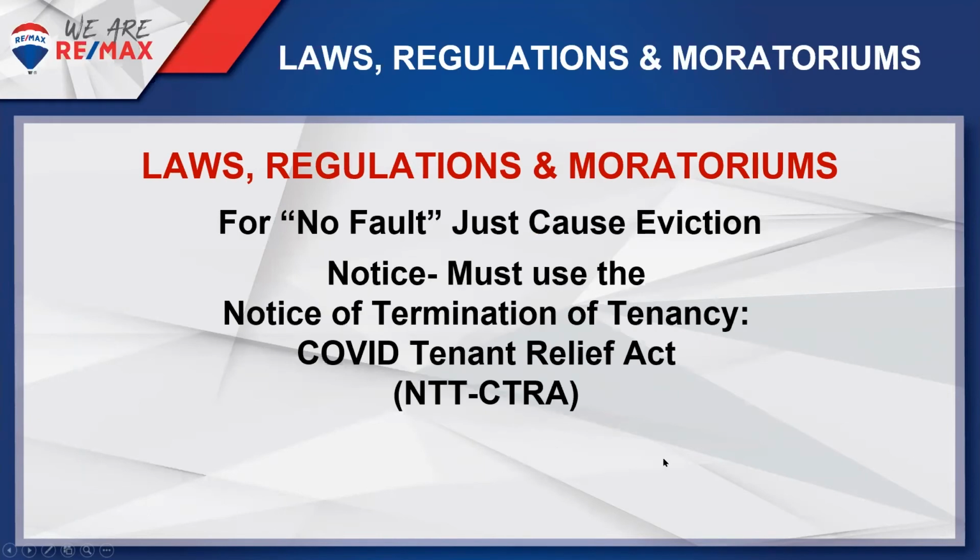Now, for a no-fault just cause eviction, I must use the new form, the Notice of Termination of Tenancy, COVID Tenant Relief Act. It's the NTTCTRA. So if I want to put my property on the market, I want it vacant, a month to month with my tenant, and I want them to get out, I have to give them a 60-day notice, and I would use this form to get them out.